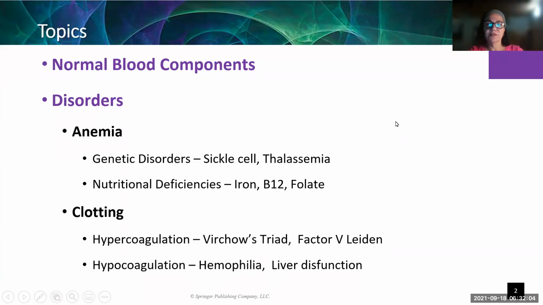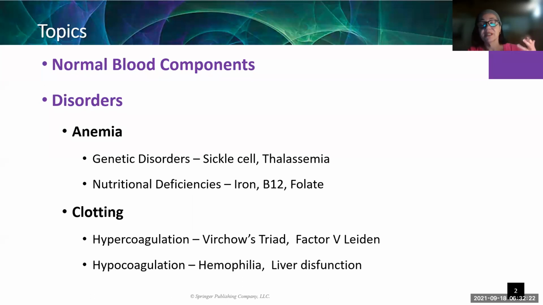This is a general overview of what we're going to cover in this lecture. First, we'll hit the normal blood components, what's supposed to be in blood, and then we'll get into the disorders that we see in blood. The two most common problems are referred to as anemia, not having enough red blood cells, or not having enough oxygen carrying capacity. And we'll cover that in part one.